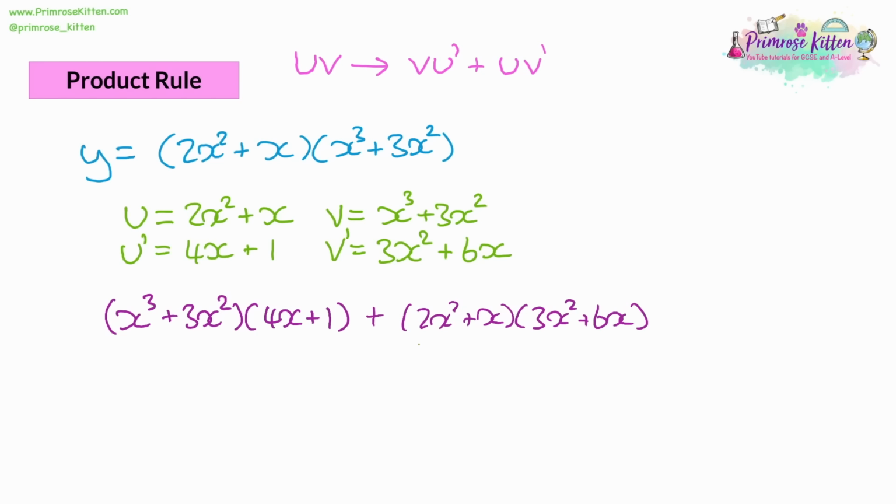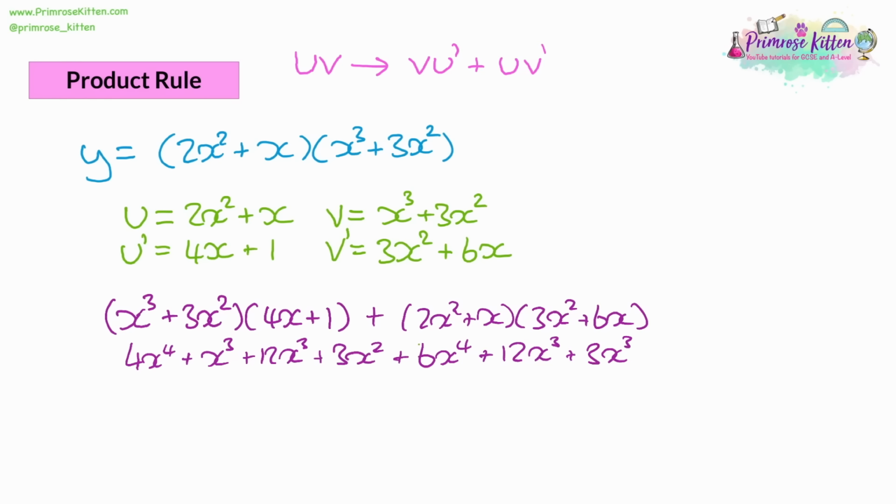Now we just need to expand the brackets. So we've got quadratics here in the way they're set up. So x cubed times 4x is going to be 4x to the power of 4. x cubed times 1 is going to be x cubed. 3x squared times 4x is going to be 12x cubed. And 3x squared times 1 will be 3x squared. Moving on to the second bracket, 2x squared times 3x squared is 6x to the power of 4. 2x squared times 6x is going to be 12x cubed. x times 3x squared is 3x cubed. And x times 6x is 6x squared.